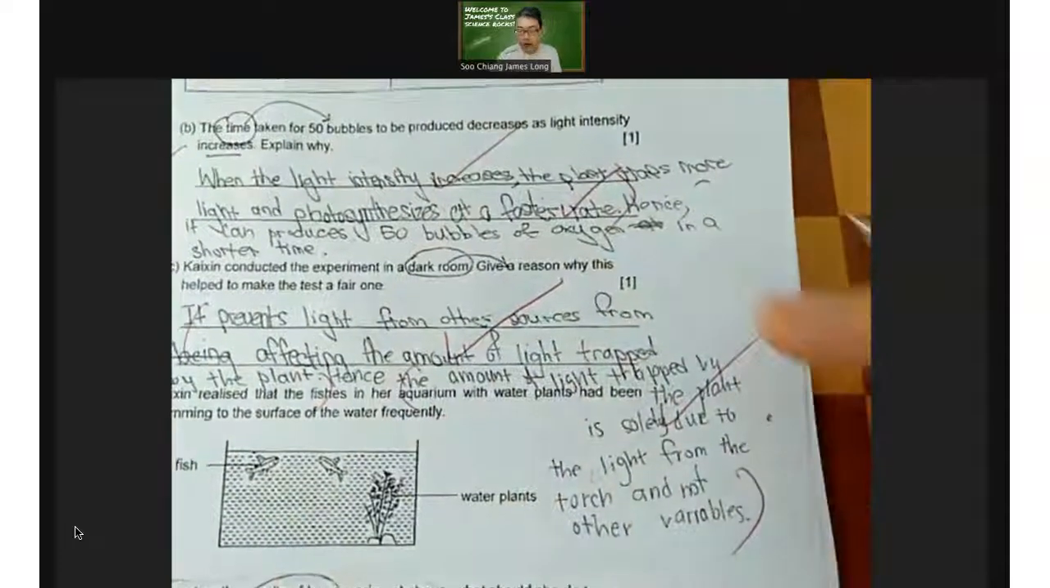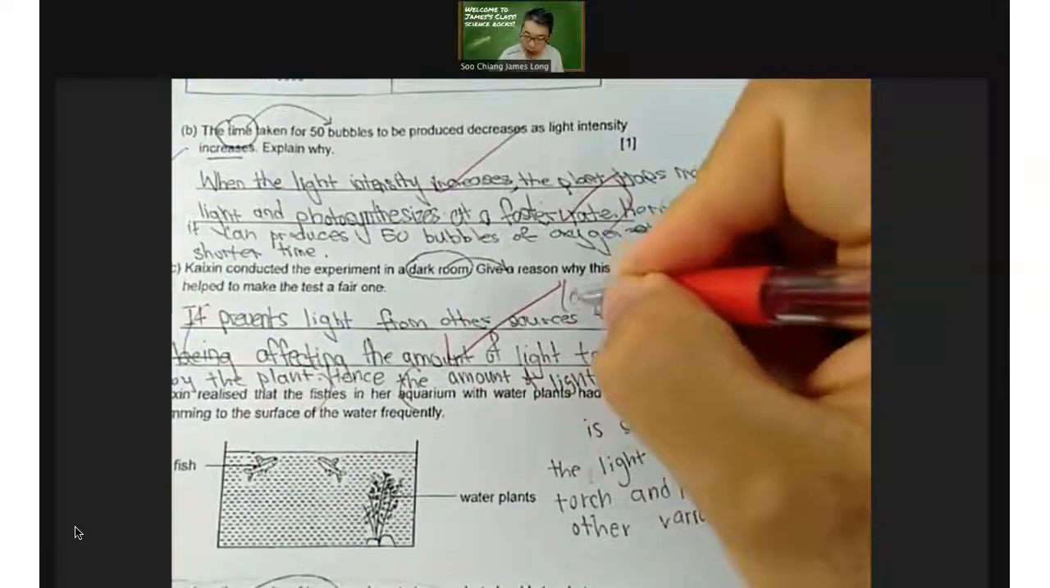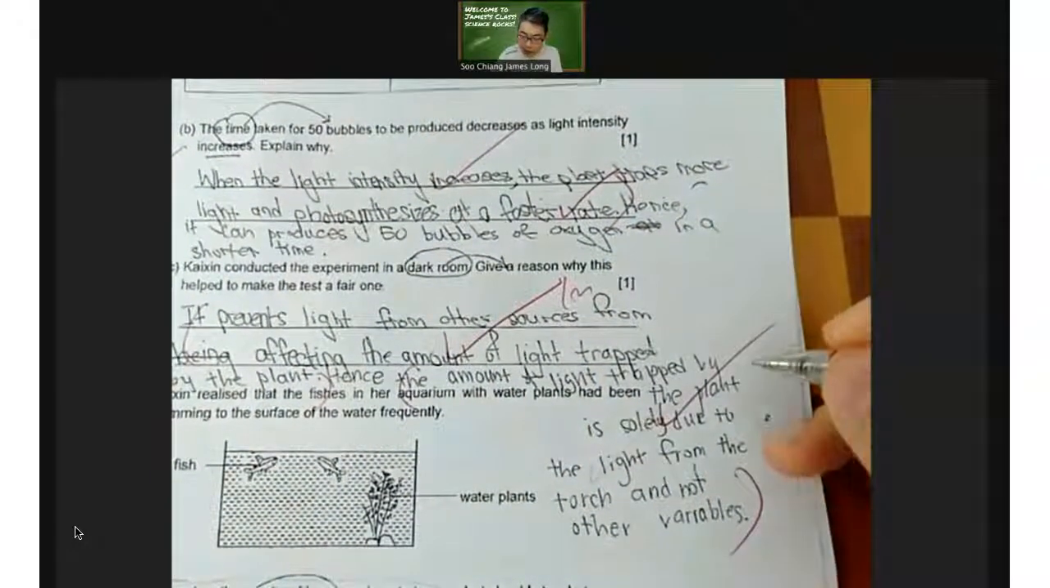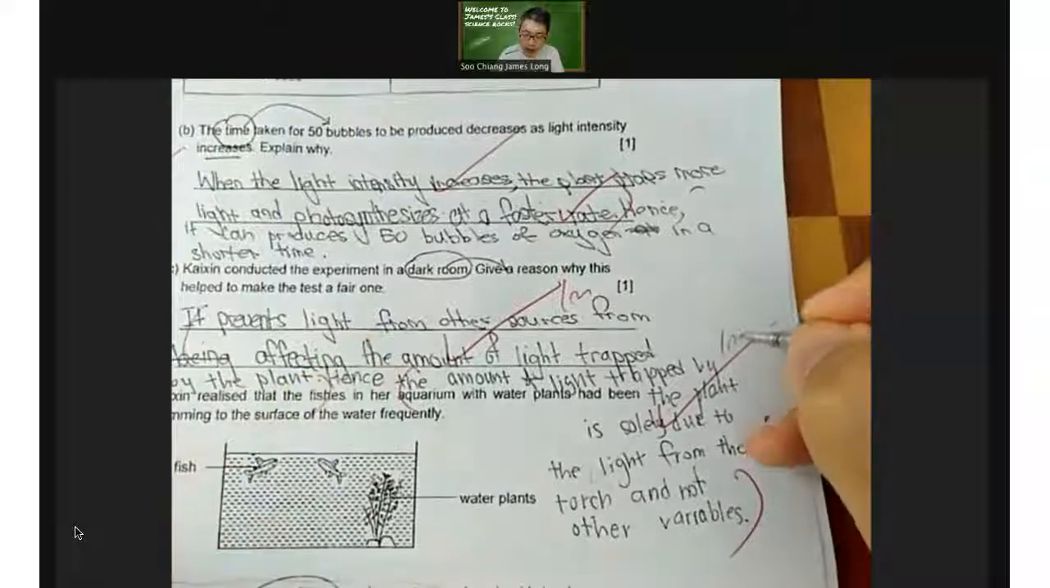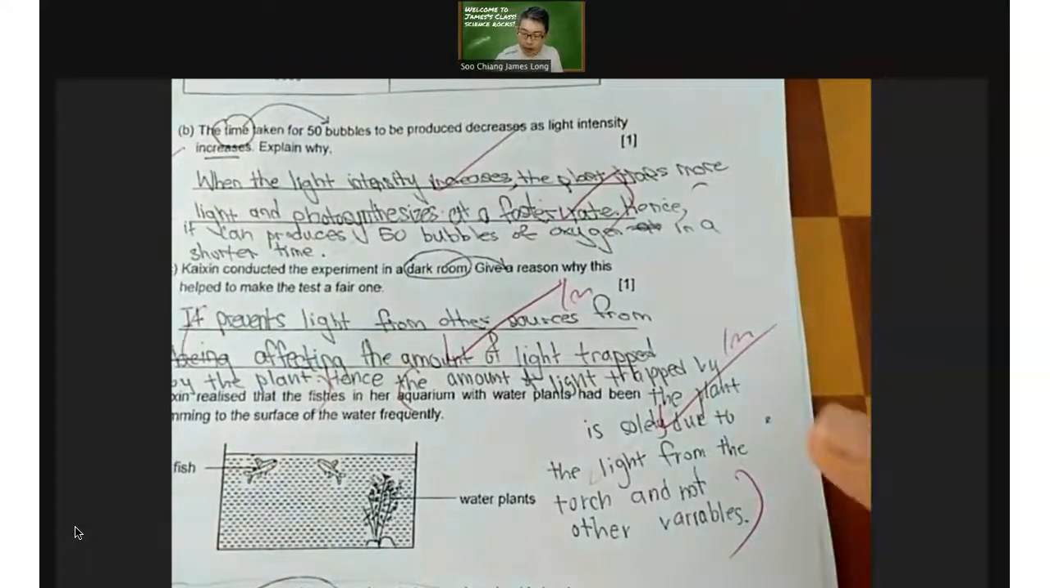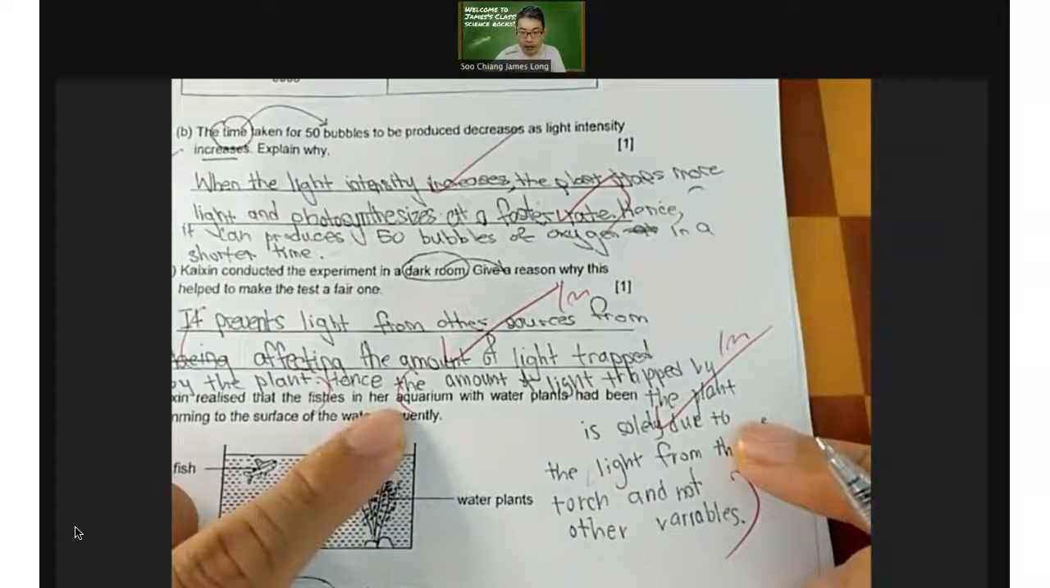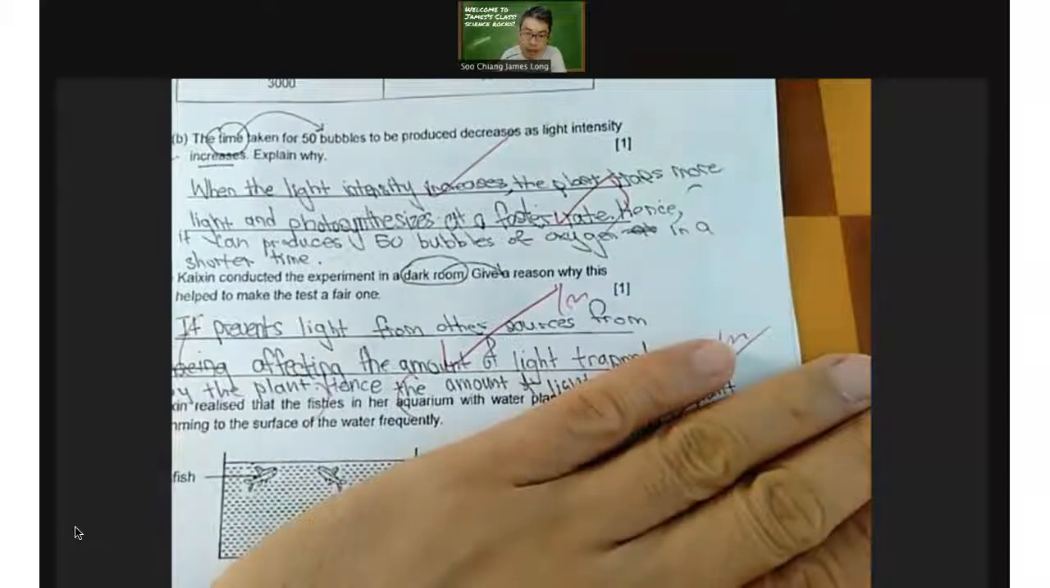So actually you don't have to write so much. This alone is 1 mark. This answer, which is another way of saying this, is also 1 mark. So you can write this second part, you get 1 mark, or you write the first part, you also get 1 mark. Okay?